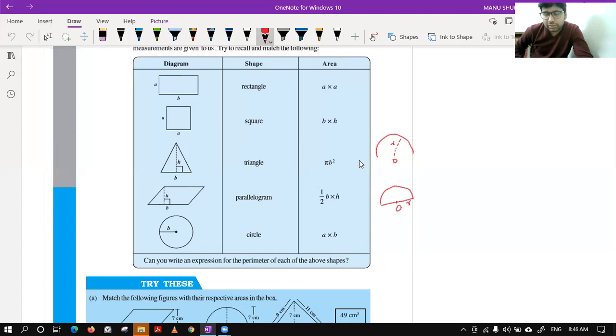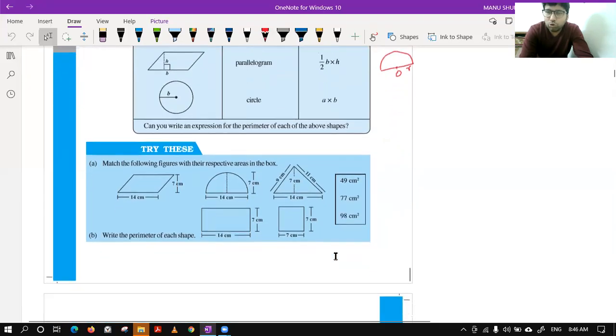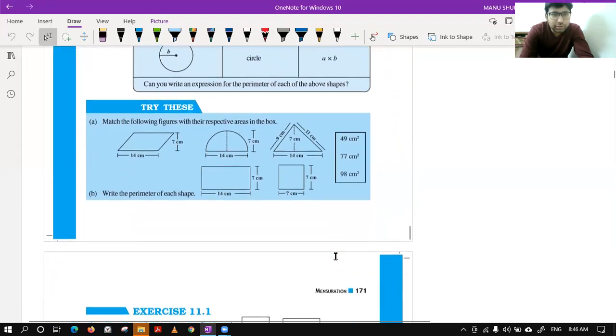There are questions from TSA. Okay, then we will see. Normally TSA and LSA volume I have seen in class 9 only. Let's see if it is here.